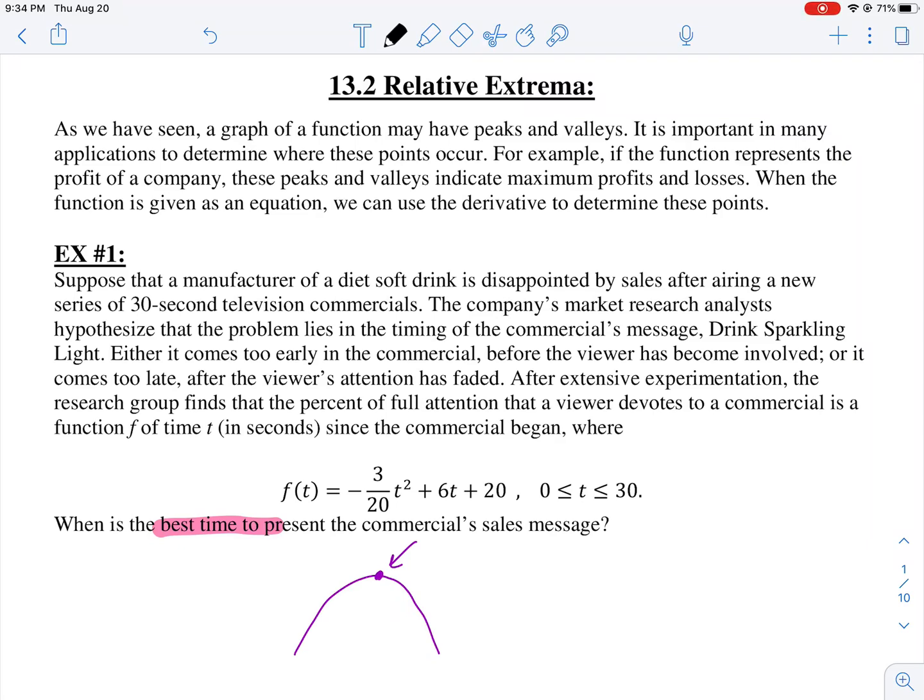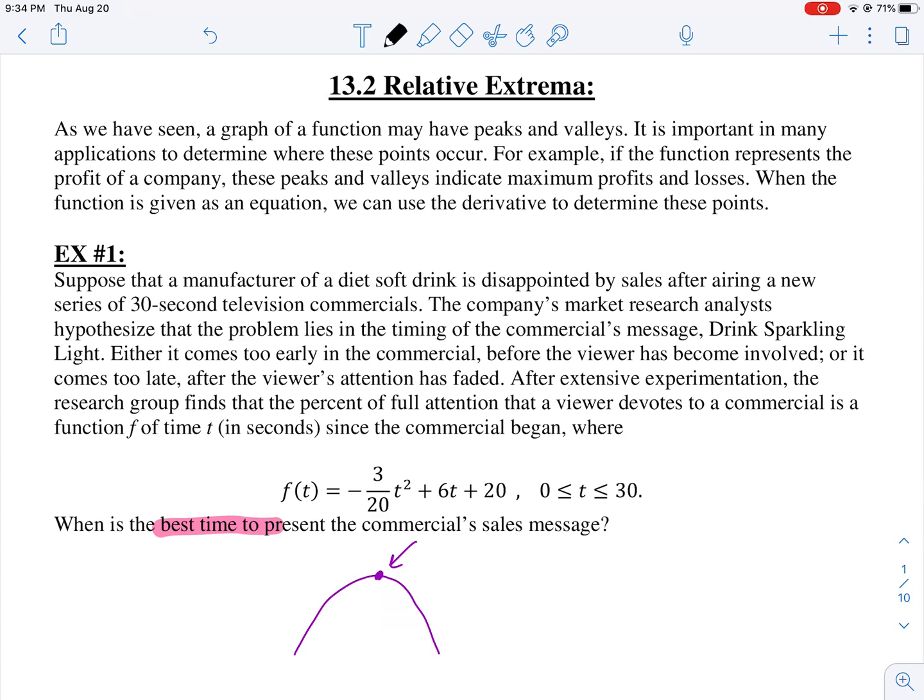In this section, 13.2, we're going to talk about how we can use derivatives and the idea of the derivative being positive, then changing to negative, increasing, then decreasing, or the derivative being negative to positive, decreasing, then increasing, to find what we call relative extrema, maximums and minimums, right?